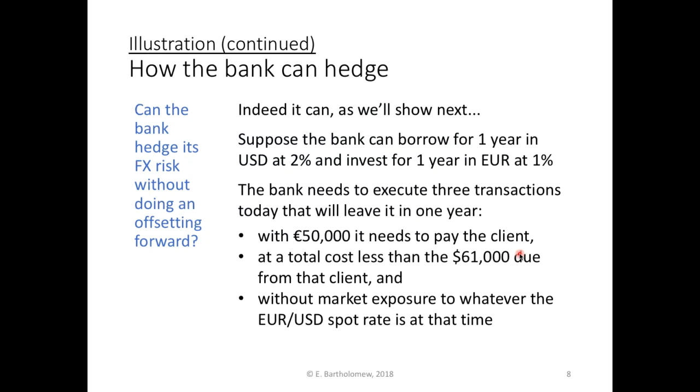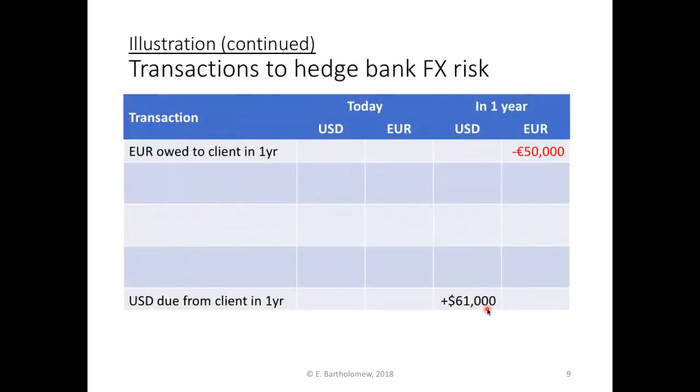Suppose the bank can borrow for 1 year in US dollars at 2% and invest for 1 year in euro at 1%. The bank needs to execute 3 transactions today that will leave it in 1 year with the 50,000 euros that it needs to pay the client. They want the total cost to be less than or equal to $61,000 because that's what they're getting from the client. And they don't want to have any exposure to the euro-US dollar spot rate at that time. That's what it means to be hedged. So what do they need to do?